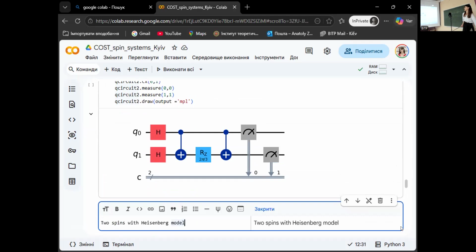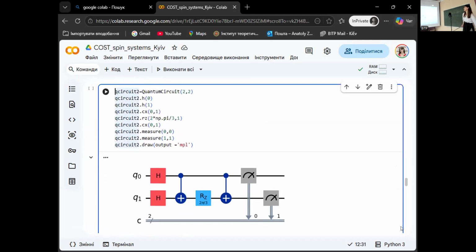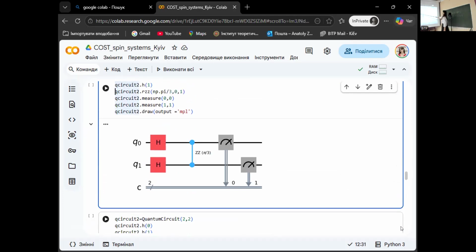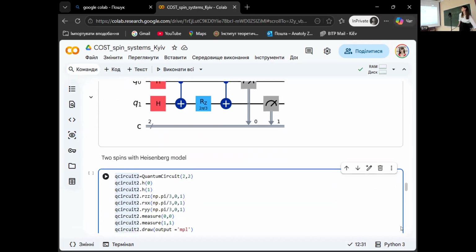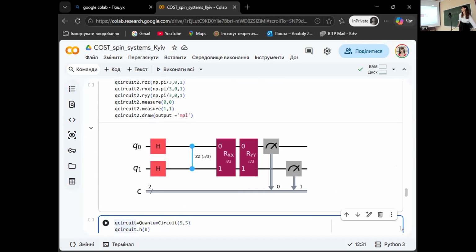Here is another representation of this Ising model. This gate was introduced by IBM very recently. But if you do not have the possibility to program the RZZ gate, you can represent it with controlled NOT and RZ gates. So we consider different representations for qubits and for gates in quantum programming. Two spins with Heisenberg model: we have a ZZ term, an XX term, and a YY term, and we can program this.